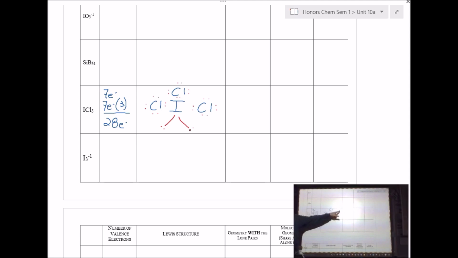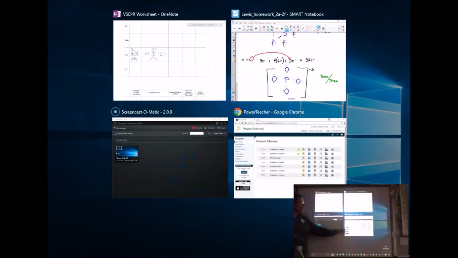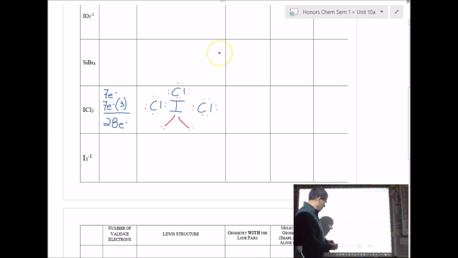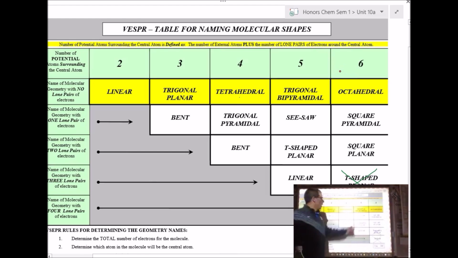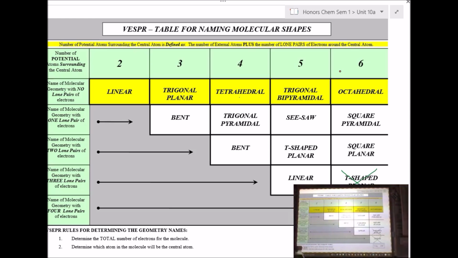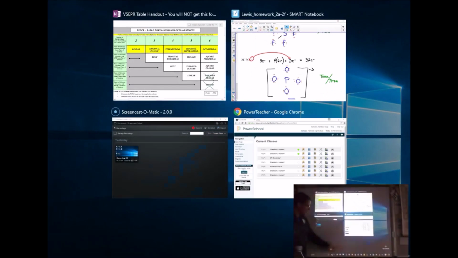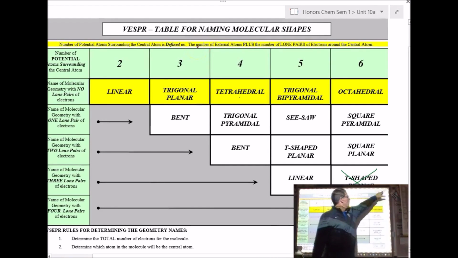All right, so let's talk about potential. What is our potential for this molecule? We've got 5 and 5. Everybody agree? So we have 3 external atoms plus 2 lone pairs. So again, go back to the table. I'm working out of this column. So the first name will be what? Trigonal bipyramidal. And how many lone pairs were there in that? 2. So I'm going to come across, and it should form a T-shaped planar. Good.